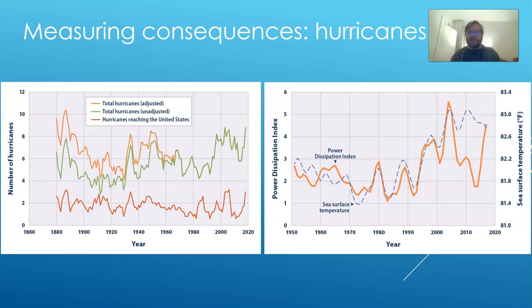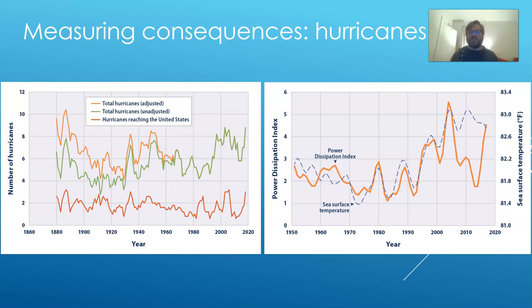And so that is the total power dissipation index shown on the solid orange line for all the hurricanes occurring in a year. So we're taking our amount of energy that's coming through in our hurricanes. And there we see an upward trend. We see more energy coming from our hurricanes. So our hurricanes are getting stronger even though we don't have more total storms.